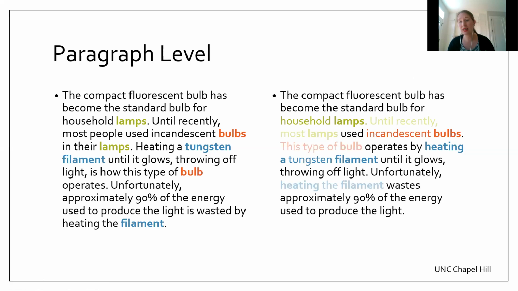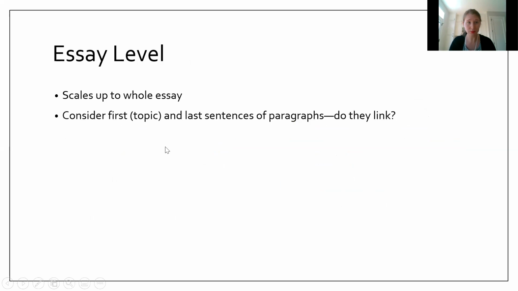So you can see that in the second option, we are ending a sentence with an idea, and then starting the next sentence with a similar idea. And then we end that sentence with an idea and start the next one with a similar one, so that we have our little chain that's going along, all of our little links in the chain. And this is on the paragraph level, but this also scales out to the whole essay level, okay?